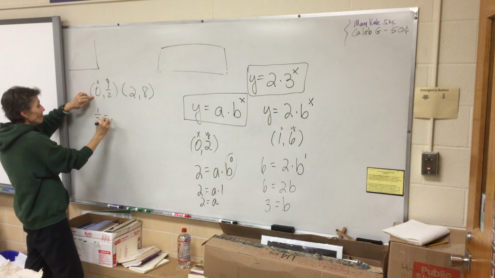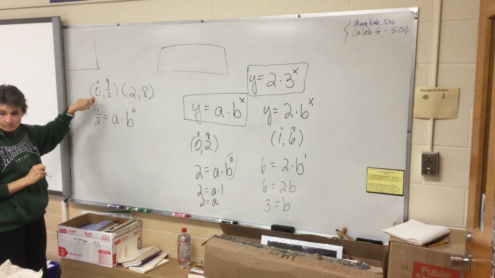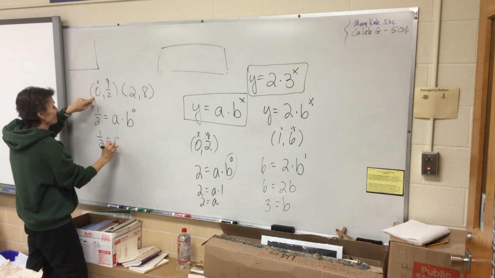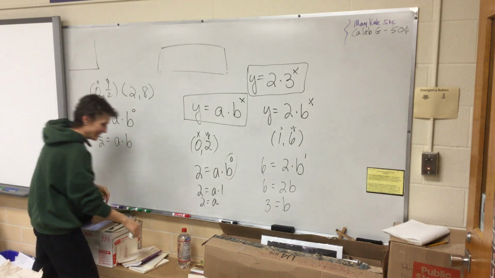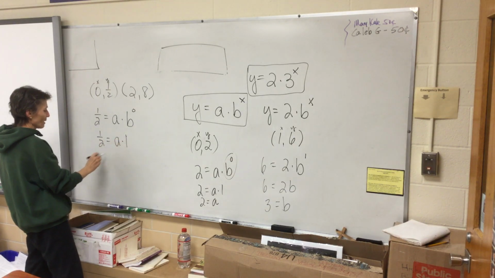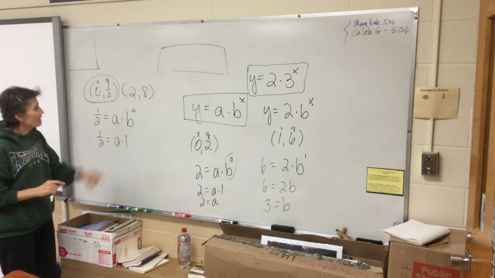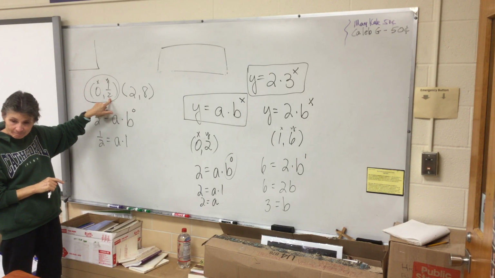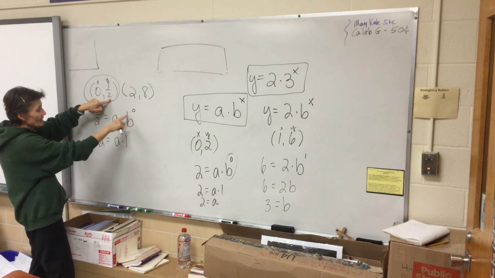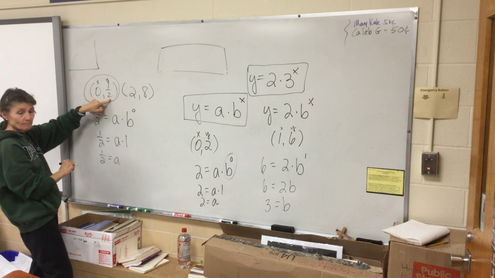So 1/2 equals a times b to the 0. I have a question. Is it safe to just assume the a value each time, or is that going to change on us and we have to learn something else? It is not going to ever change. So when you look at this point, that's going to be a every time. Because when you put in that 0 here, this is just going to turn into 1. So you're just going to have 1/2 equals a.